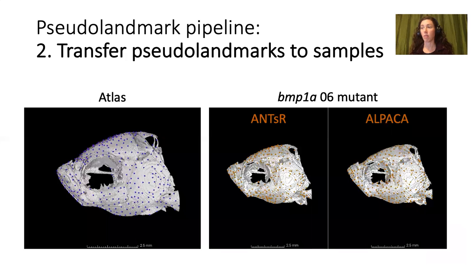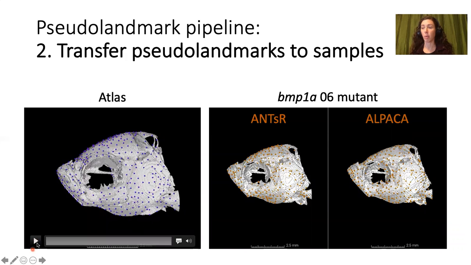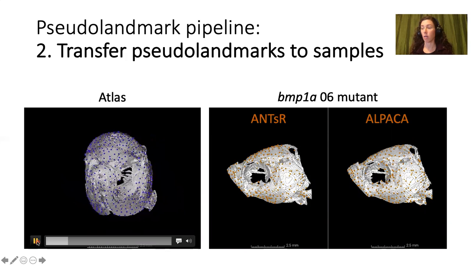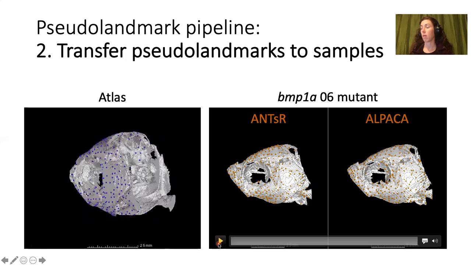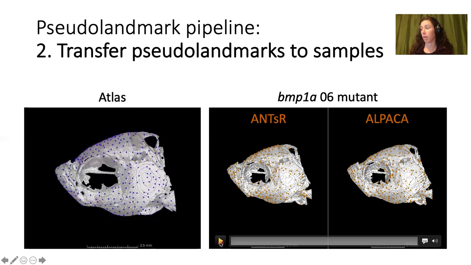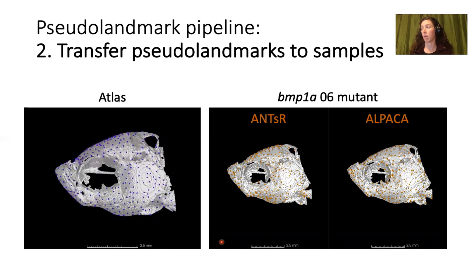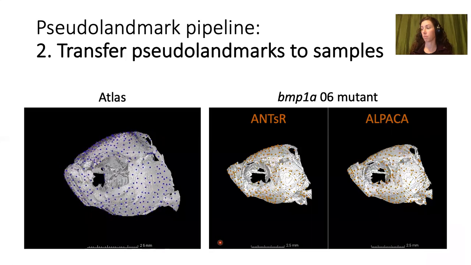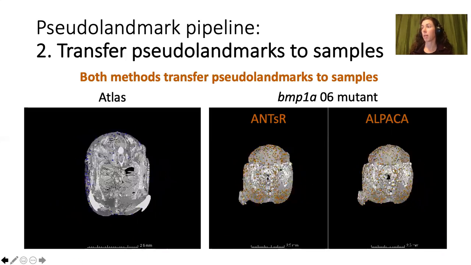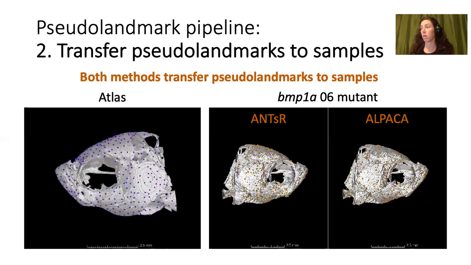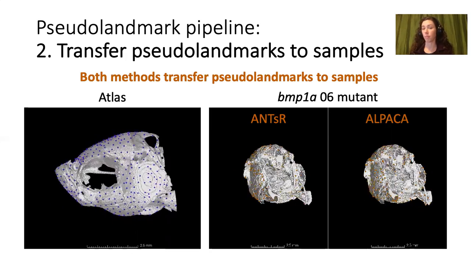So here I have the original atlas with purple points showing you the pseudo-landmarks from the atlas. And in the second video, I have the ANTs and ALPACA pseudo-landmark points on one of our BMP1A mutants. And we can see that both methods transfer the pseudo-landmark points pretty well to our samples.